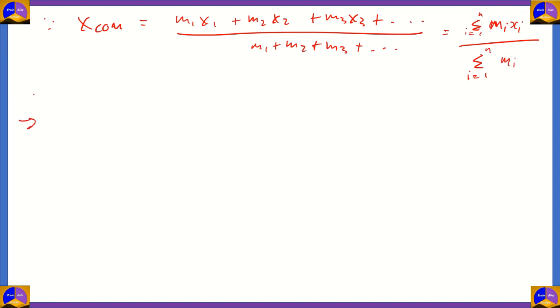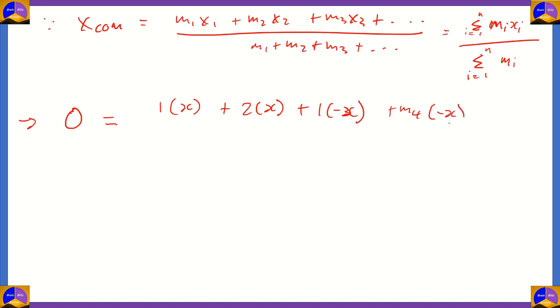For this particular question, the x coordinate of the center of mass is 0, and our values will be 1 kg times x plus 2 kg times x plus 1 kg times minus x, and then plus the mass of the fourth corner times minus x, divided by 1 plus 2 plus 1 plus m4.